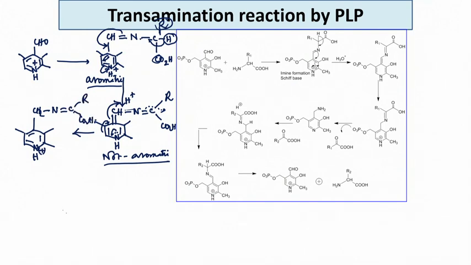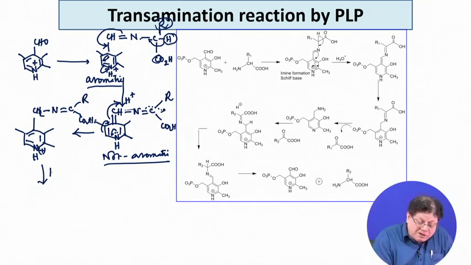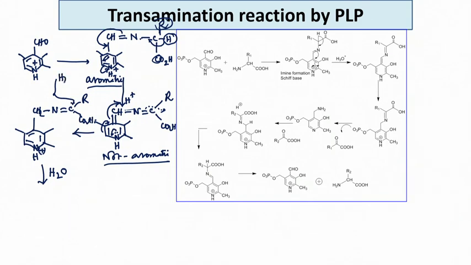Okay. So, now what will happen? The first part of the reaction is over. Now, water comes and attacks this carbon and hydrolyzes the imine. Imine hydrolyzed means it will form the amine and the carbonyl. Okay. So, back to the amine carbonyl stage. So, what are these? What is the amine and what is the carbonyl species?